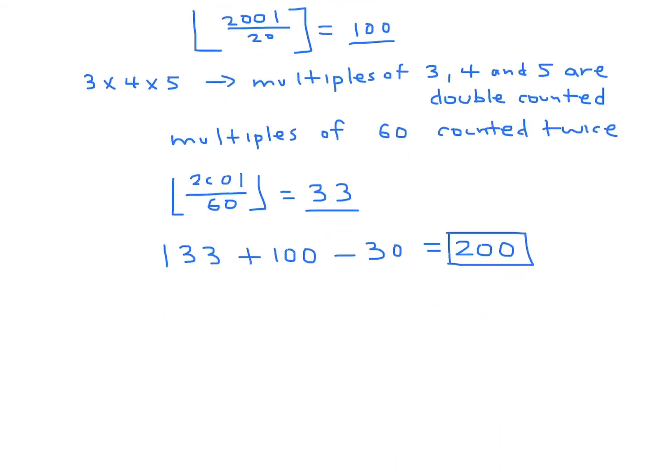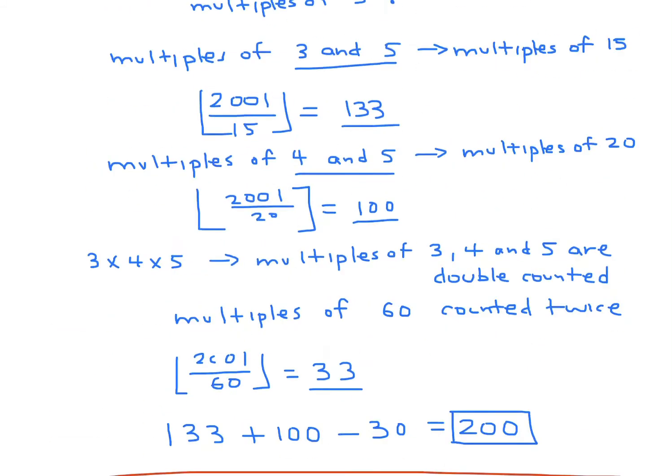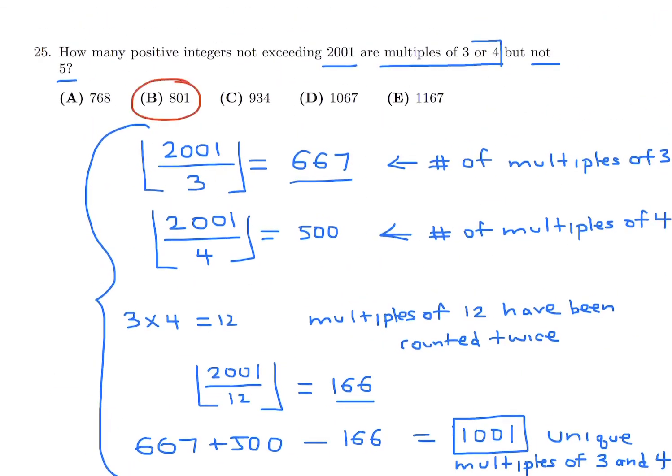So, final grand finale of this question, you take the original list, which was multiples of 3 and multiples of 4, and subtract from it all of those numbers that are also multiples of 5. And therefore, the final answer is 801. And that would be choice B.